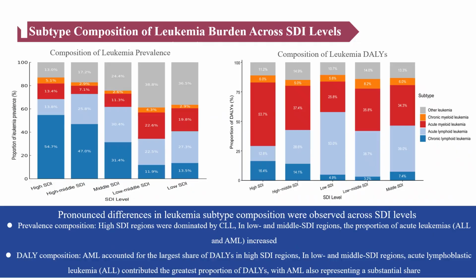Leukemia subtype composition differed substantially across SDI levels. High SDI regions were predominantly characterized by chronic lymphocytic leukemia, whereas low and middle SDI regions were dominated by acute leukemias, with acute myeloid leukemia contributing substantially to DALYs.